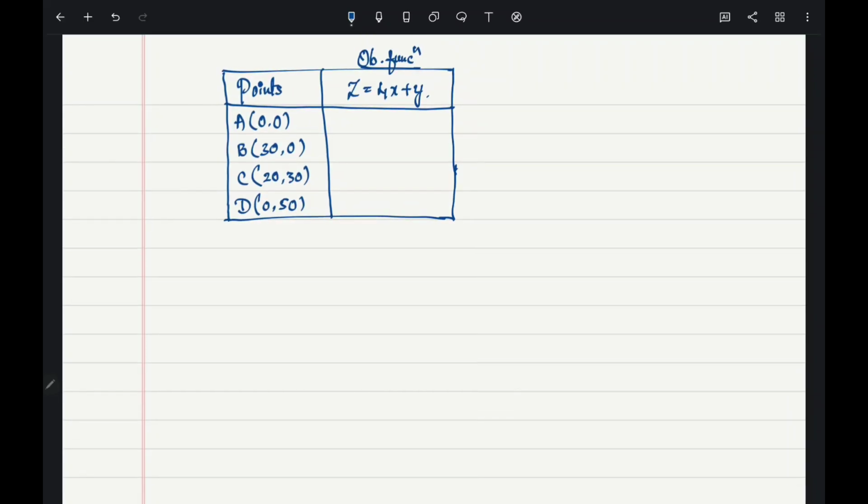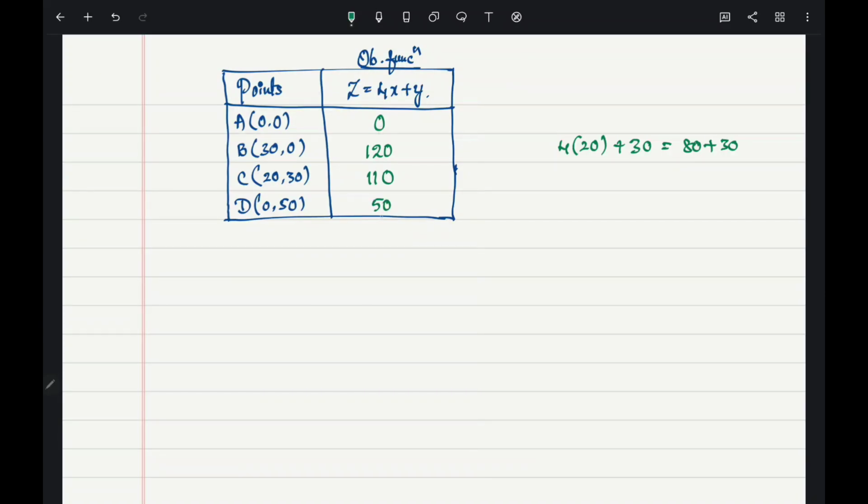So we have taken a table where we have all the points and the value for the objective function. Point A is 0 comma 0. If we substitute point A in the objective function, we get the answer 0, because both the unknown variables are 0. Now if we substitute point B in the objective function, we get 4 threes as 120. If we substitute point C in the objective function, we get 110. The last one is 0 comma 50. So 4 into 0 is 0 and we have 50.